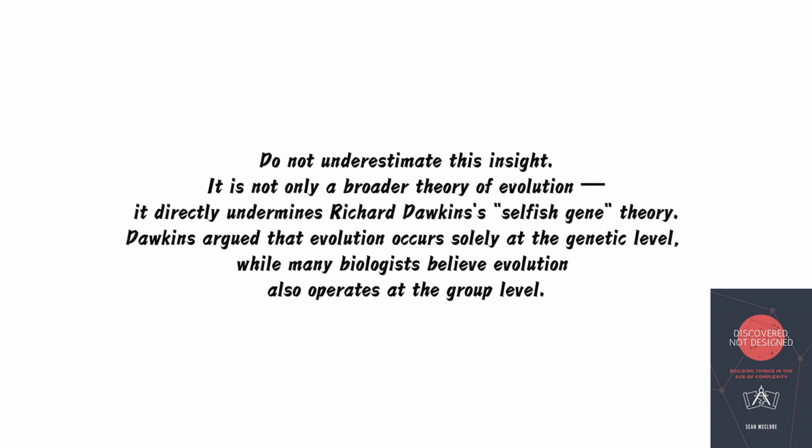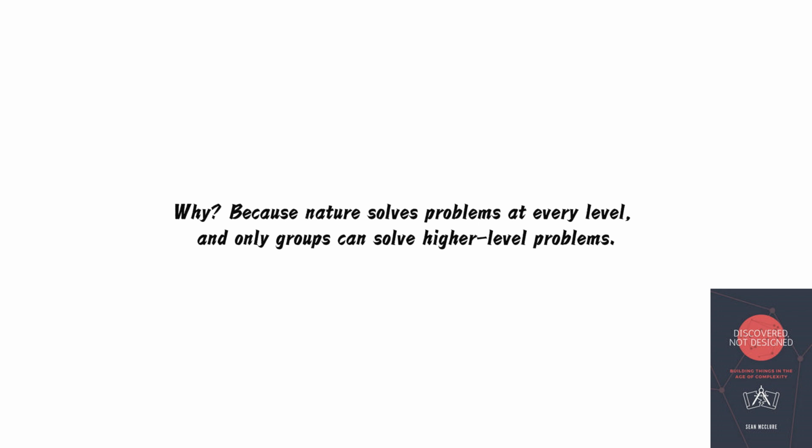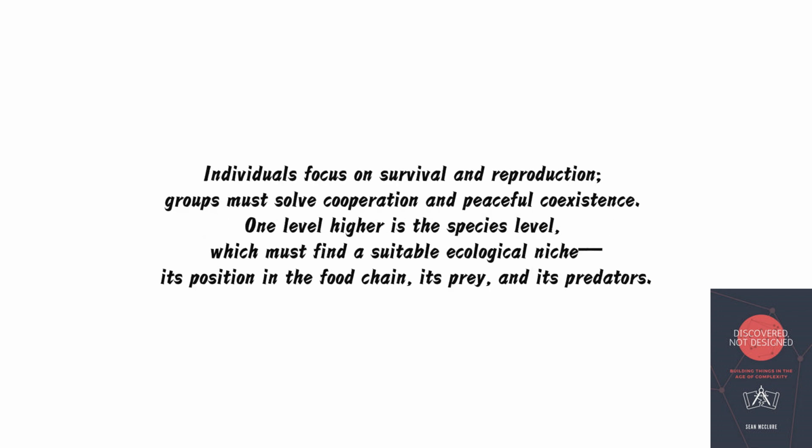Dawkins argued that evolution occurs solely at the genetic level, while many biologists believe evolution also operates at the group level. In recent years, Dawkins himself seems to have reflected on this. McClure goes further. Natural selection must be group selection. Why? Because nature solves problems at every level, and only groups can solve higher-level problems. Individuals focus on survival and reproduction. Groups must solve cooperation and peaceful coexistence.